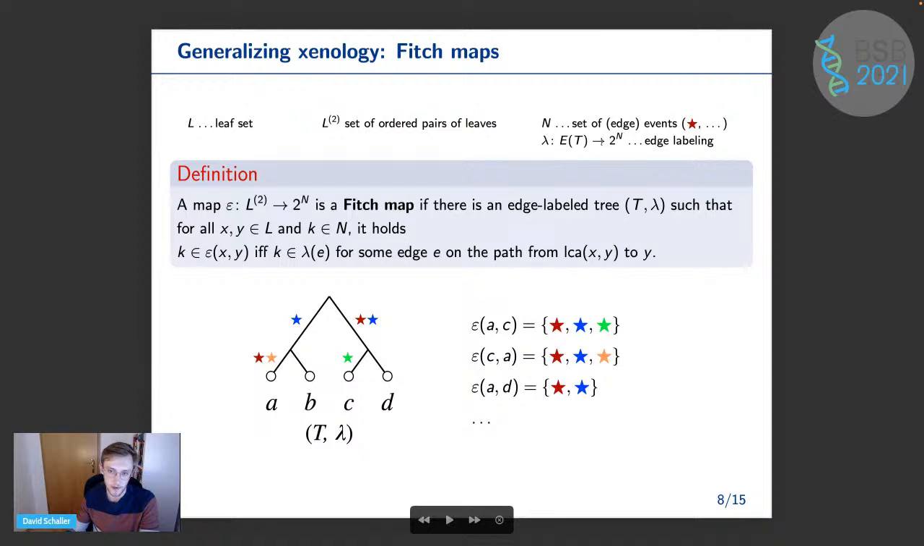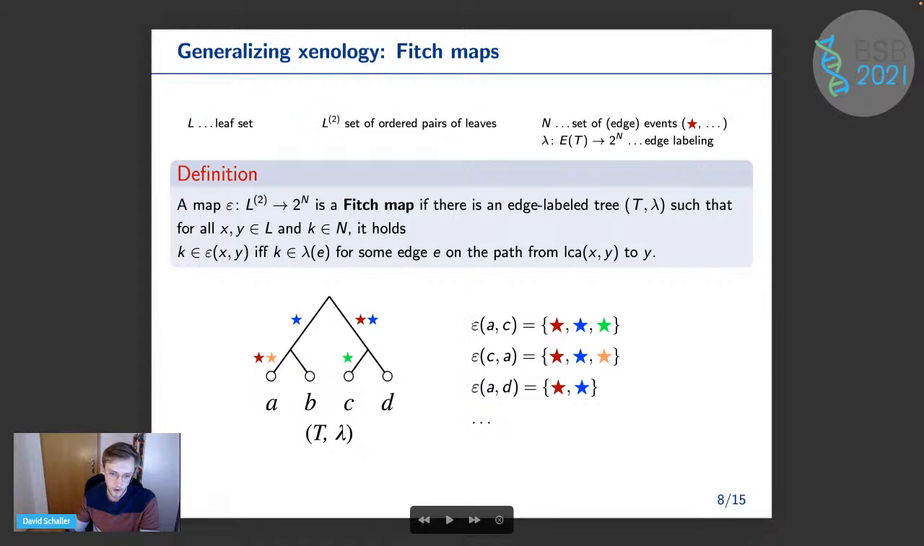And now we assign to every edge a subset of events. So N is now a different set of events with transfers and so on. And instead of relations, we now again consider maps that assign to ordered pairs of genes also subsets of these events. And we do this in the following way.